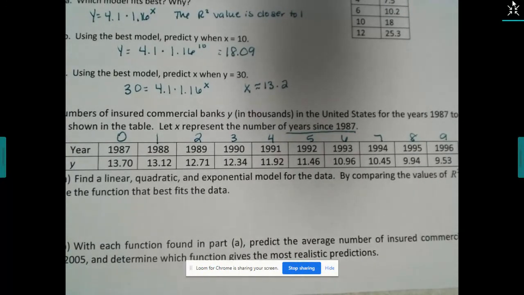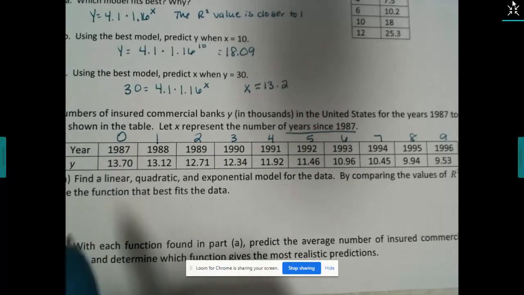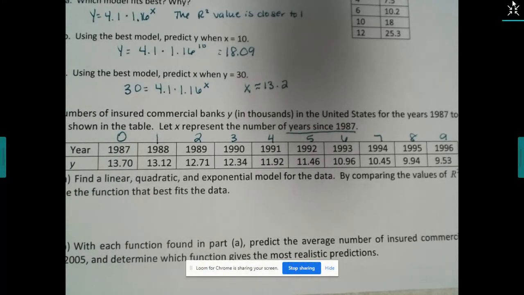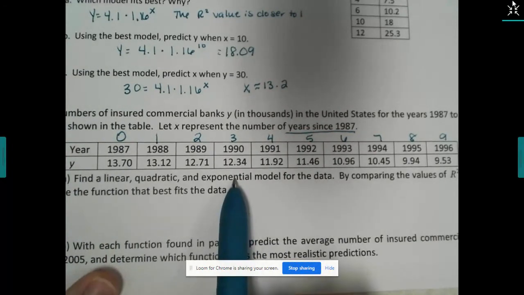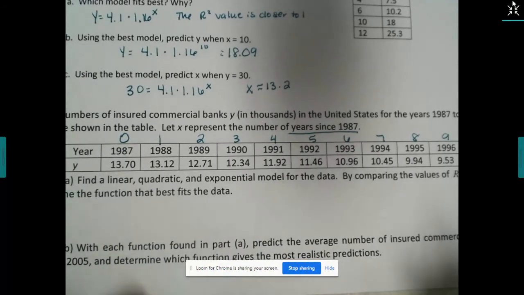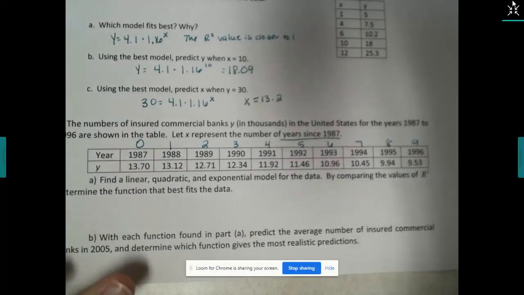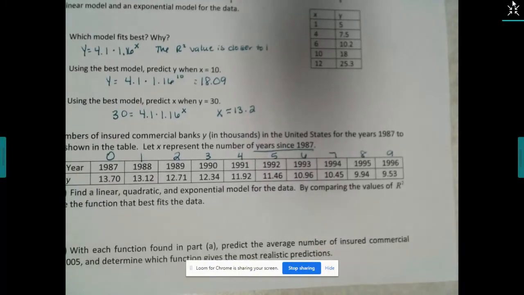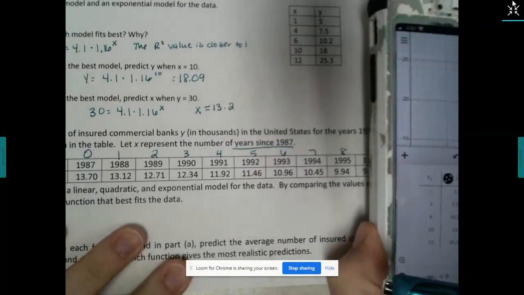So when you have a word problem, anytime that it is years, you want to change those years into actual numbers. And usually it's whatever the very first number on the table is. So in this one, it's 1987. So what we want to do is find a linear, quadratic, and an exponential, and then decide which one is the best fit. So to do that, we want to start by entering in our table.